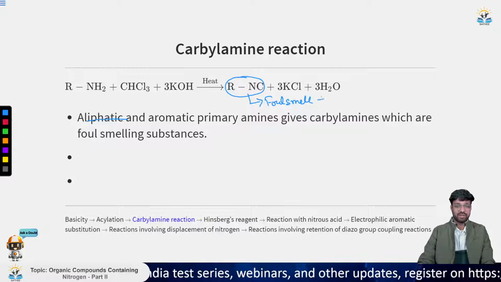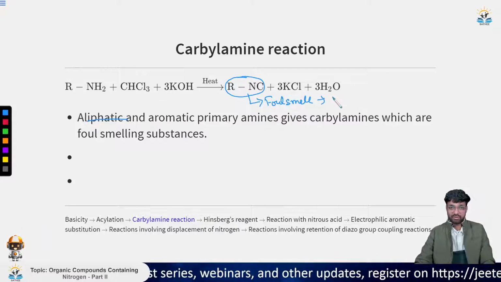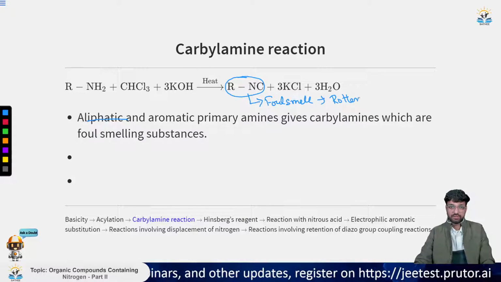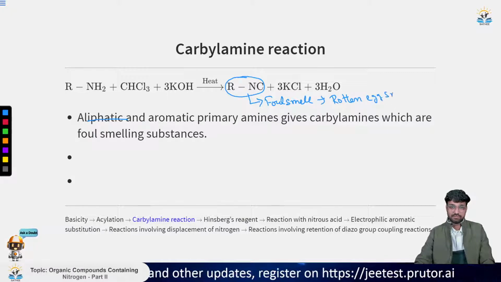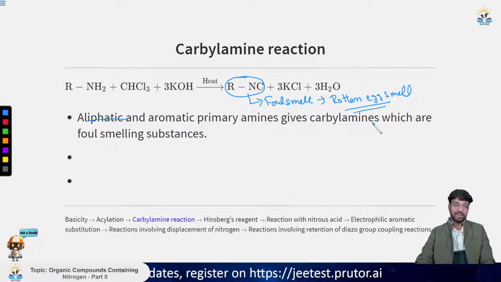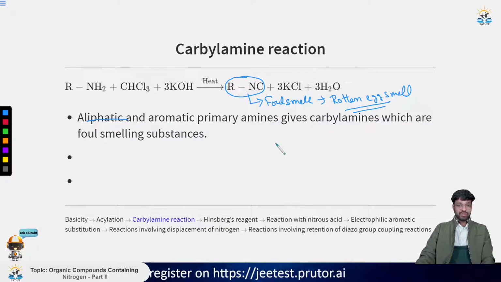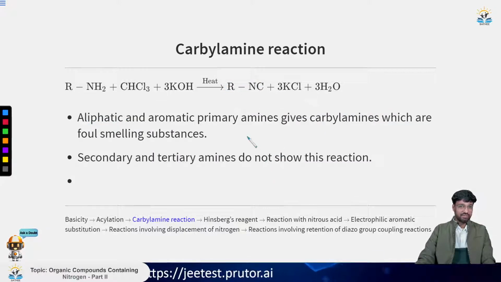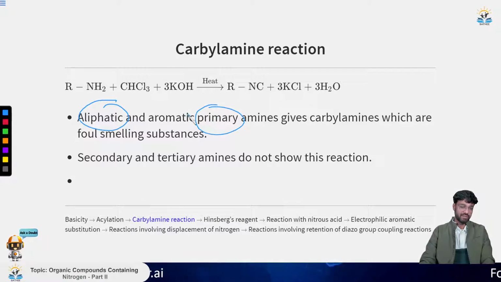Sometimes in laboratory language we also say it has a rotten egg smell. So this is the terminology, and it is often used in the labs. This is the carbylamine reaction that is used for the identification of a primary amine. It should be primary, aliphatic or aromatic.